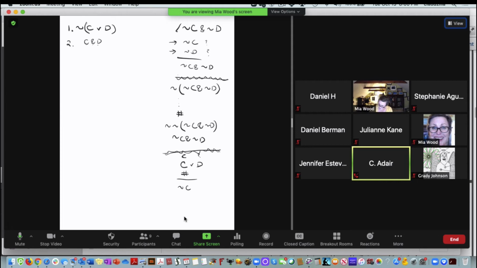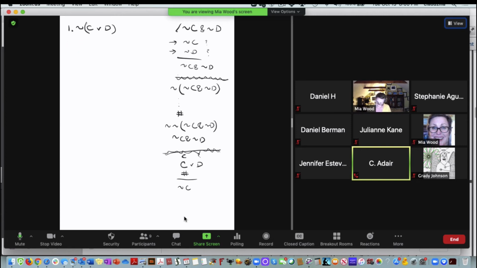Now, if you assume C or D, right? So here's some interesting thinking. If you assume C or D, sure, you generate a contradiction, but that only brings you back to the sentence that you had already, namely, it's not the case that C or D, right? But your thinking is on the right track. Check this out and see what you make of it.